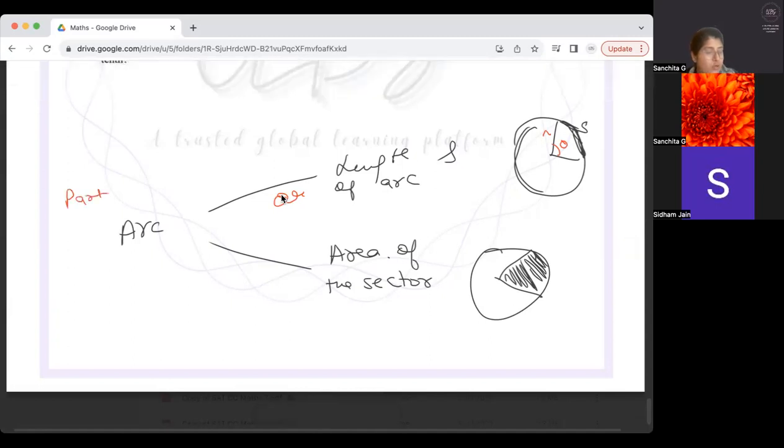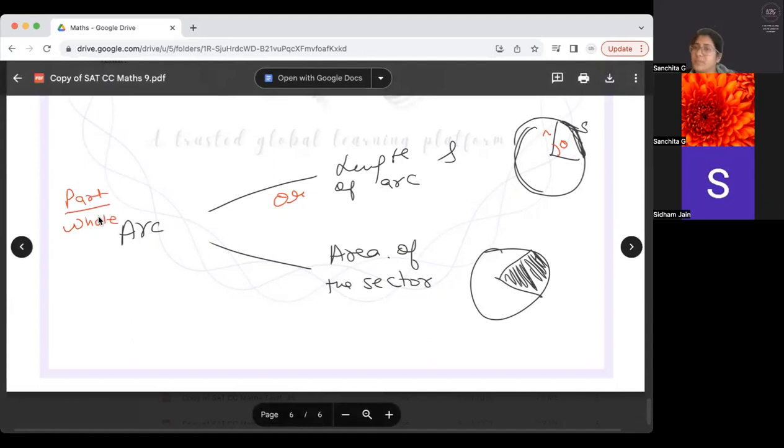Alternatively, you can use the part over whole concept. Understood? Part over whole. Clear? Now, part over whole, you can use here also for area. How can I use part over whole? So suppose I have this question where I am being given the area to find. Let's say this is A. Let's try to put it in part over whole.